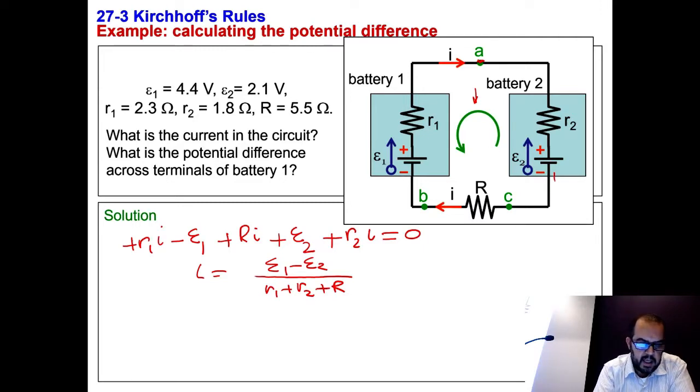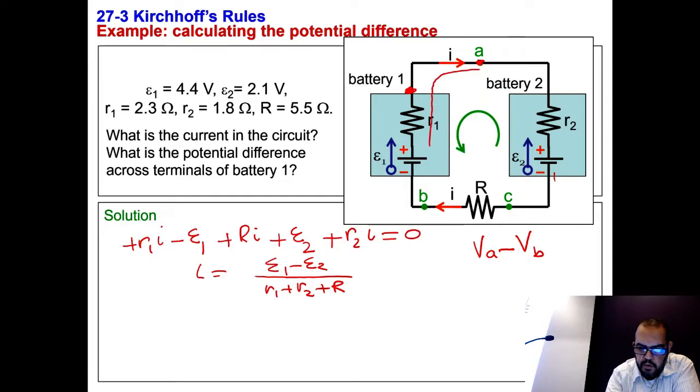Then the next question: what is the potential difference across the terminals of battery 1? These are the terminals of battery 1. Let me call this point A. Oh, it's already named A, and this point is B, so they are already named. So I want VA minus VB. The method is, let me start at A and pick a direction. Let me pick this direction here, and I want to reach point B.